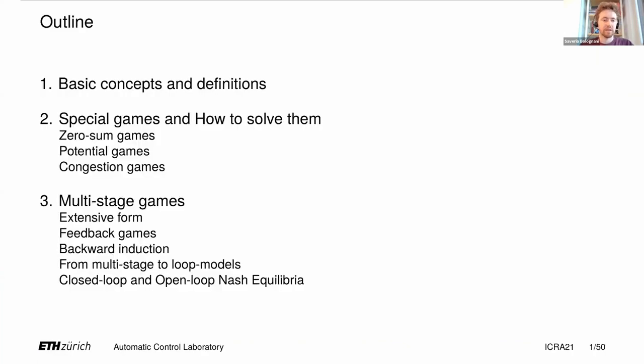There are 3 main sections of this tutorial part. The first one is really basic concepts and definitions. This is as basic as it can be when it comes to game theory. Then there is a second part, which is special games and how to solve them, either computationally or what structure you can use to solve these kinds of games. Here we are going to look at 3 classes of games which are particularly relevant according to us. And these 2 parts together are going to be covered more or less in the first hour.